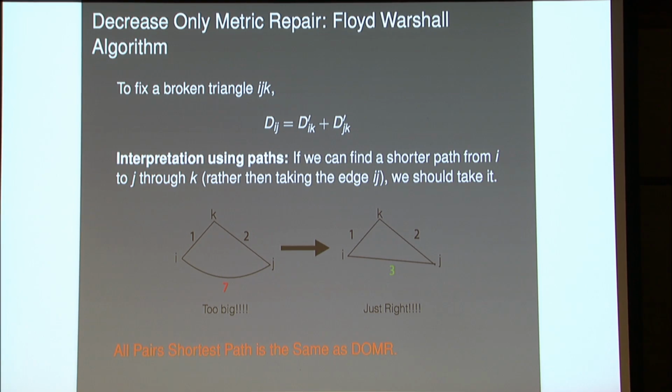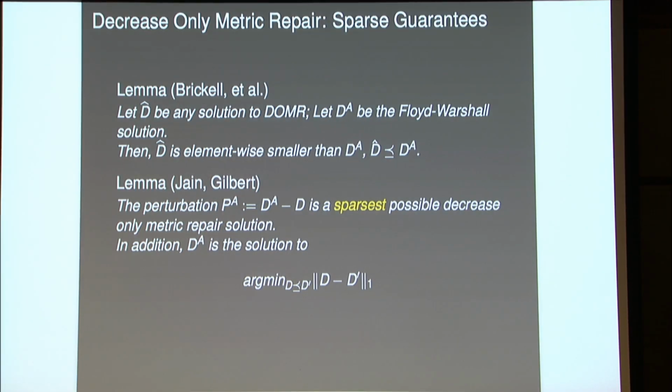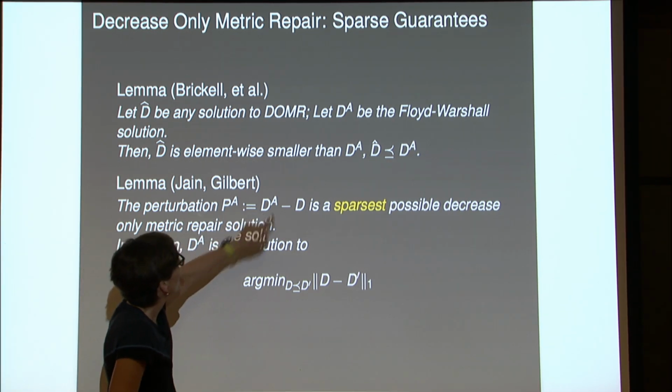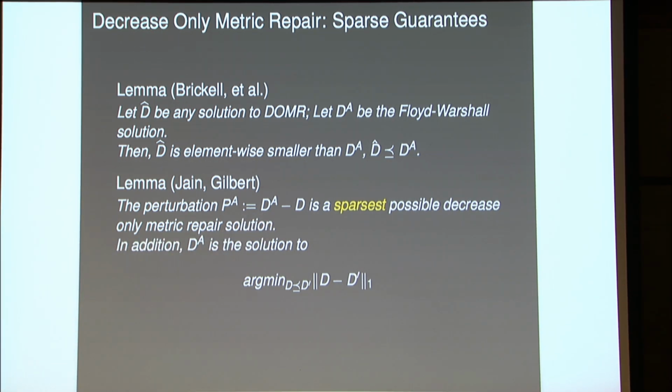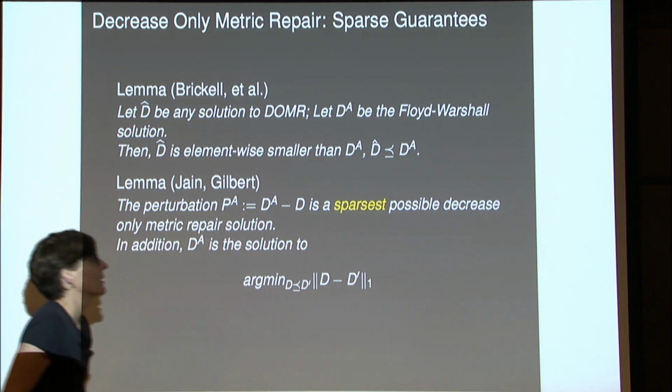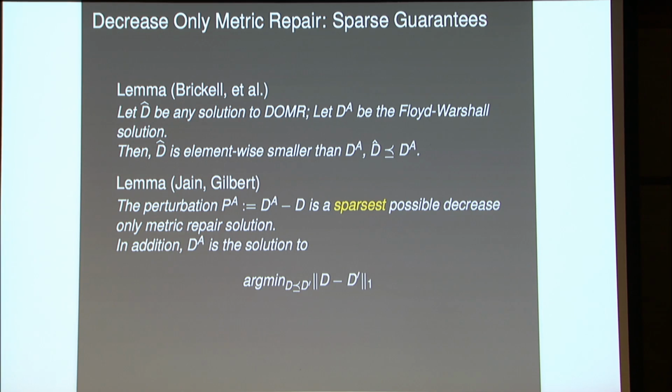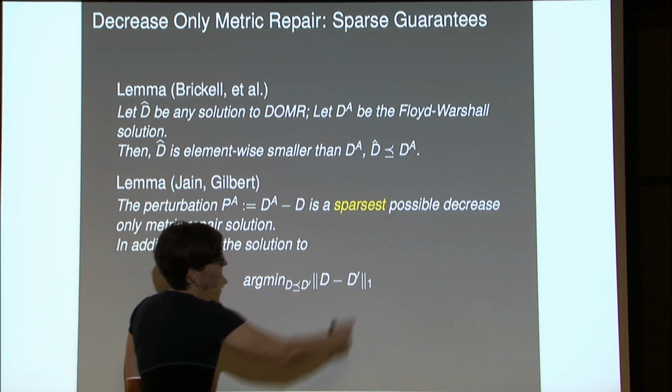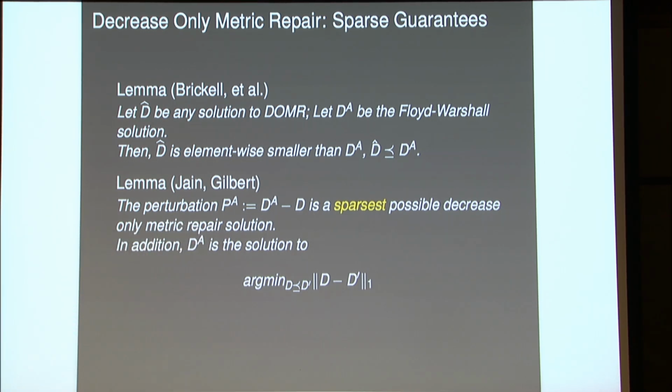Okay, and there is a theorem that says that if dA is the solution that you obtain after running the Floyd-Warshall algorithm on the complete graph with edges whose weights are equal to the input distances, then the perturbation dA minus d is the sparsest possible decrease-only solution. And in fact, it is the solution that minimizes the L1 norm, but it also minimizes any LP norm.